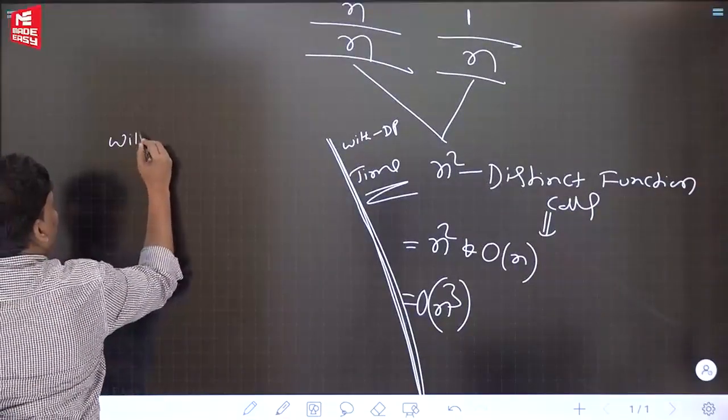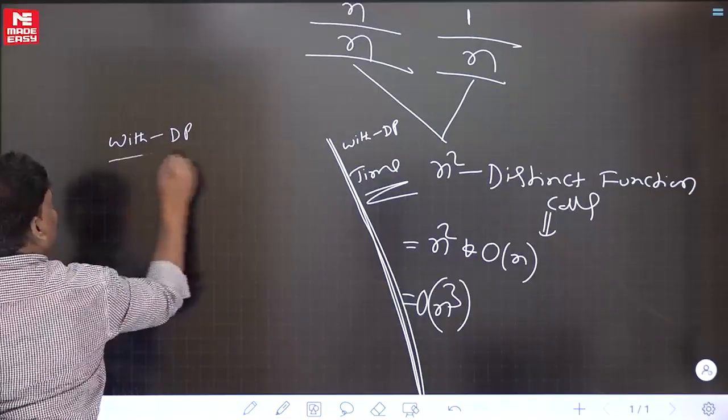With DP, with dynamic programming, extra space.